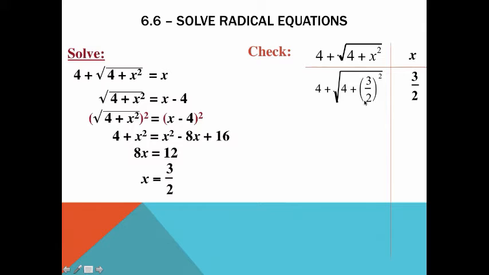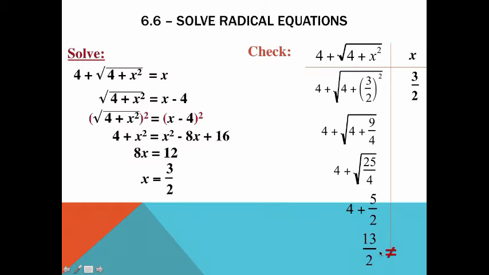So the left-hand side I'm going to work out by starting with the square on the inside. I should square both the 3 and the 2, turning it into 9 over 4. Now I can combine 4 plus 9 over 4 with a common denominator, and I will get 25 over 4. If I take the square root of 25 over 4, remember you take the square root of the top and then the square root of the bottom. So you're going to have 4 plus 5 over 2. Now again, if you find a common denominator and add these together, you're going to end up with 13 over 2, which you should realize at this point does not equal 3 over 2.